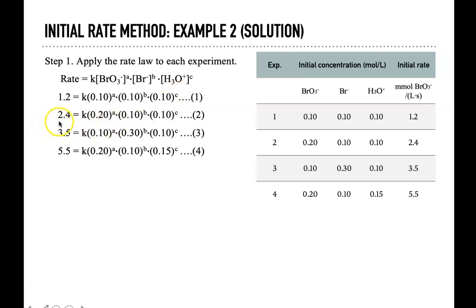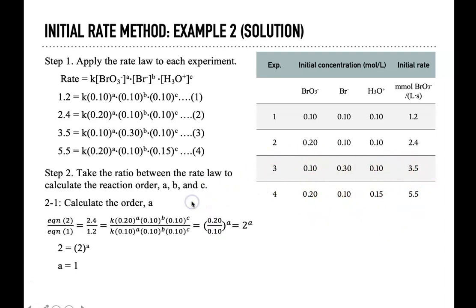Similarly, 2.4 is equal to K times 0.20 to the A, 0.10 to the B, 0.10 to the C, and so on and so forth for experiments 3 and 4. Now, take the ratio between these equations 1, 2, 3, 4 to find the reaction orders A, B, and C. First, let's calculate the order of A.